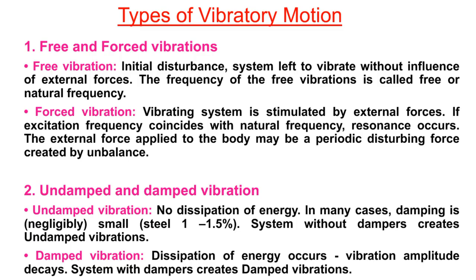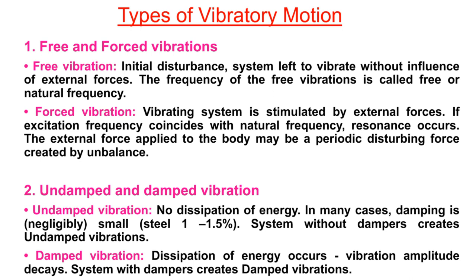Next, types of vibratory motion. There are different types of vibratory motion. From that, few types we will study one by one. First is free and forced vibration. What is free vibration? When no external force acts on a body, after giving an initial displacement, then the body is said to be under free or natural vibration.